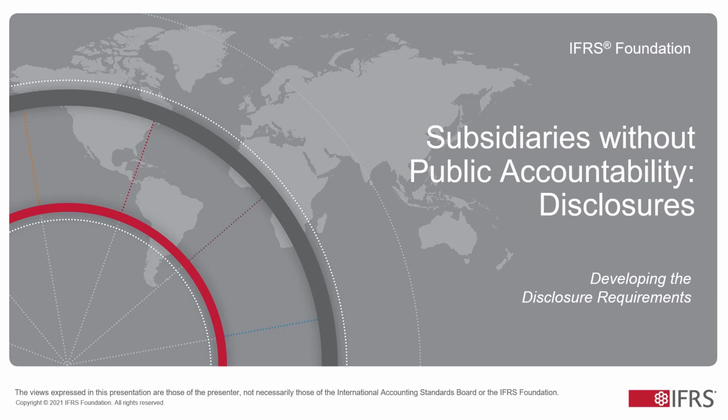Welcome to the second of the three webcasts on the Exposure Draft Subsidiaries without Public Accountability Disclosures. The Exposure Draft was published by the Board in July 2021 and sets out the proposal for a new IFRS standard that would permit eligible subsidiaries to apply reduced disclosure requirements when applying IFRS standards.